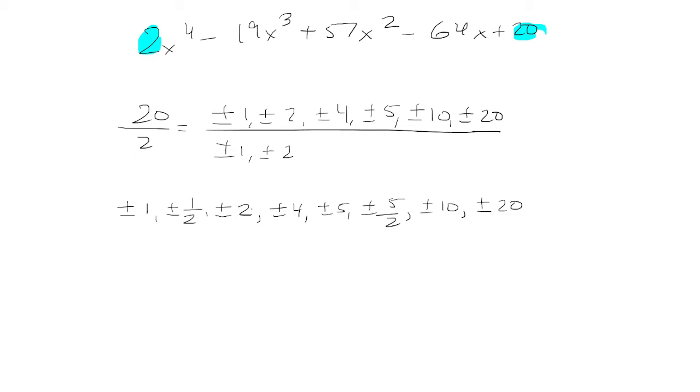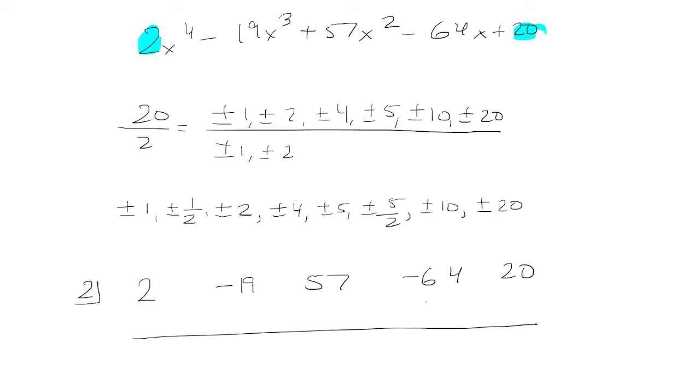The best way to do this is to find one that works, and then from there you can figure out the rest. By trial and error, you can pick a bunch of these to try, but it turns out 2 is the one that works. If I plug in 2 here, that's going to be a 0. So I'm going to do synthetic division, and figure out what is left after I divide it by x minus 2.